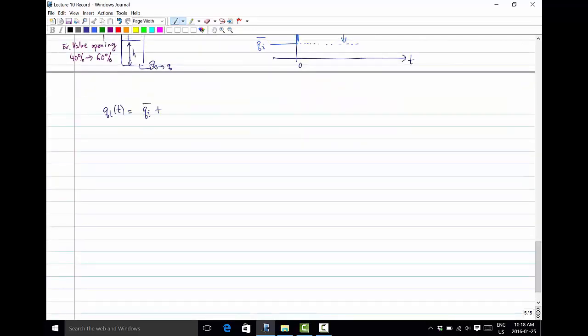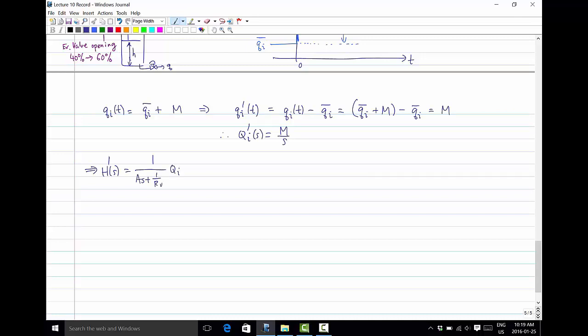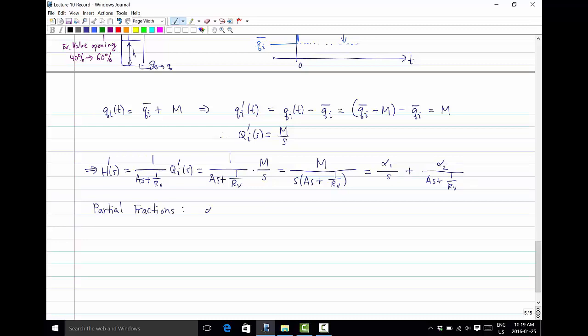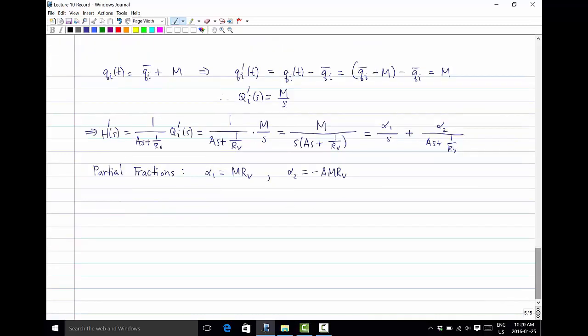Writing the deviation form of qi, the inlet flow rate, is quite easy because the expression for qi of t is simply a step function. Therefore, we can quickly take the Laplace transform of the deviation of qi, which is m over s. We substitute this back into the transfer function between h deviation and qi deviation, and we quickly find that we are dealing with a partial fraction. This partial fraction can be simply calculated as two different constants, alpha 1 and alpha 2, with these following values.